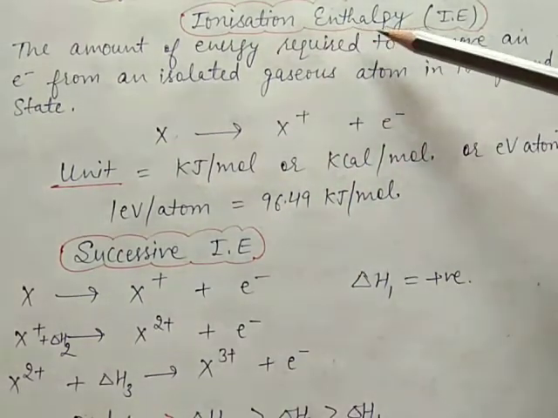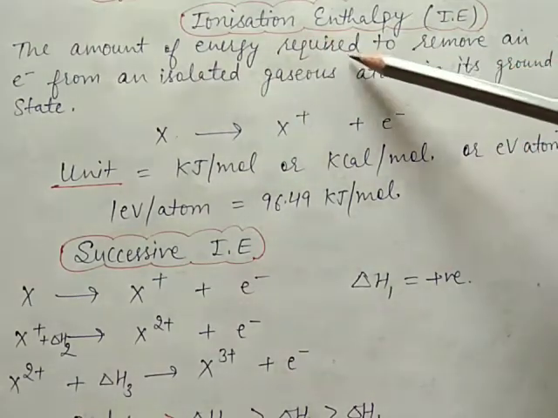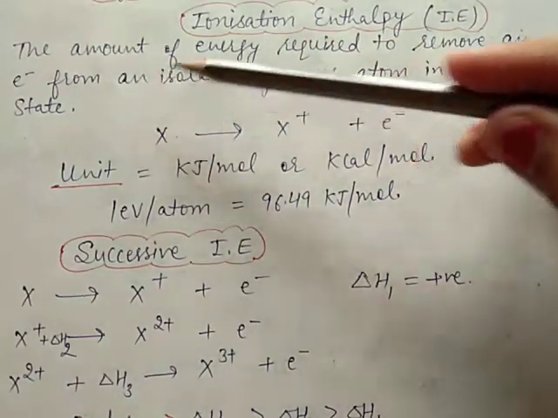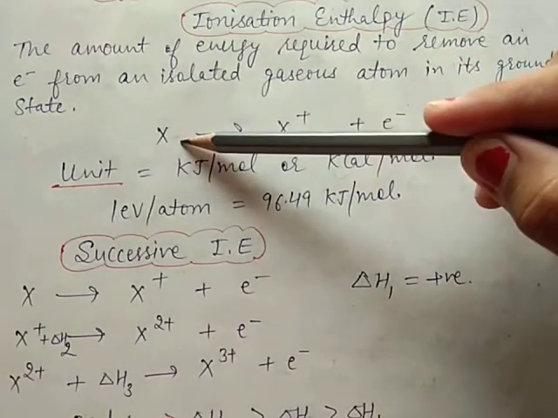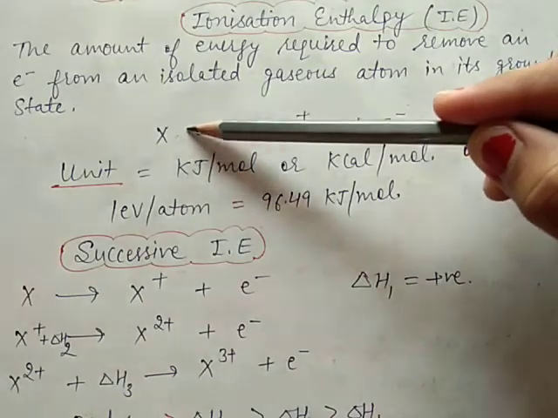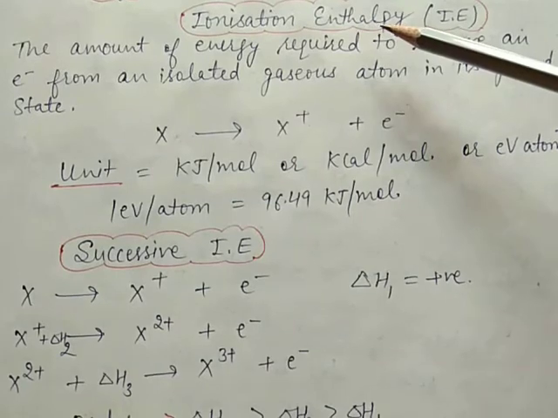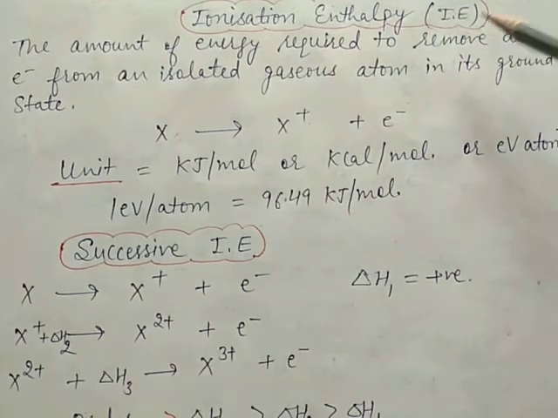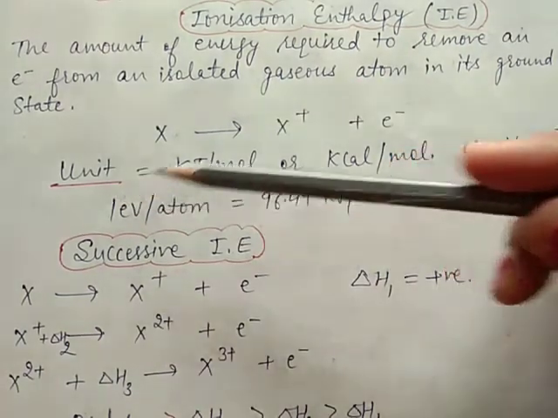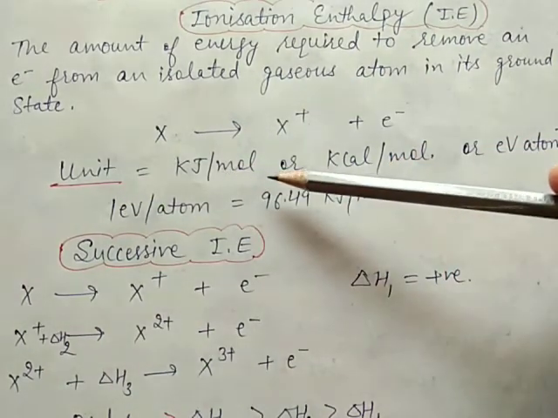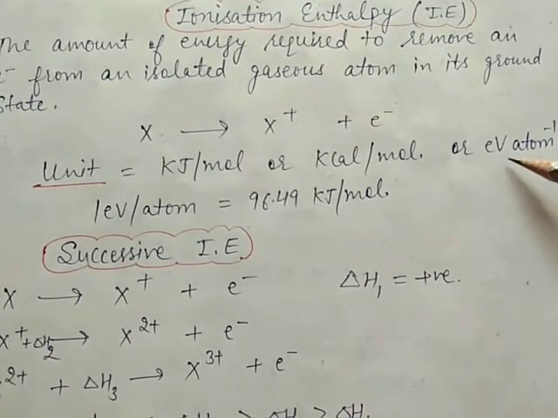This energy is called ionization energy, meaning the amount of energy required to remove an electron from an isolated gaseous atom in its ground state. This energy required is called ionization enthalpy. It is denoted by I.E. The unit is kilojoule per mole or kilocalorie per mole, or you can say electron volt per atom.